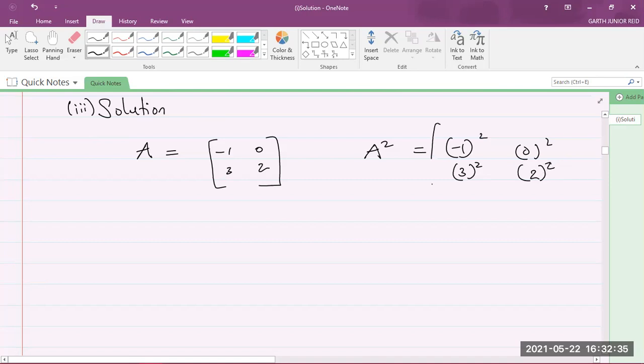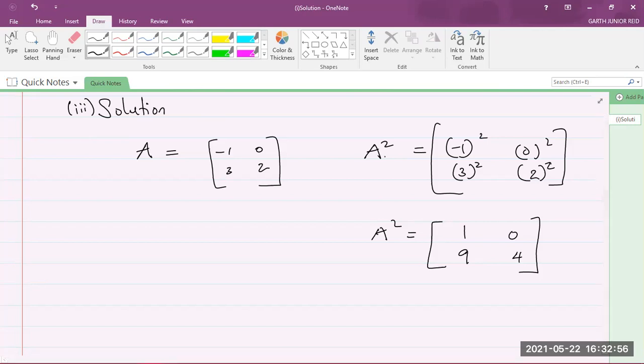All right. And we can simplify A squared to be negative 1 squared, that's 1, 3 squared, that is 9, 0 squared is 0, 2 squared is 4. All right, so is this correct? We're squaring the matrix A, right? So I'm asking you, is that the correct answer? Well, if you said yes, then you are absolutely incorrect. All right, that is incorrect.